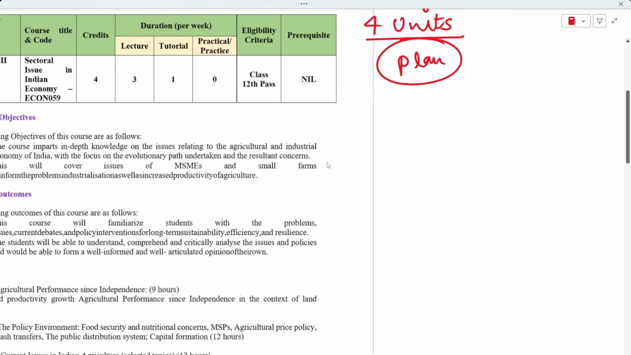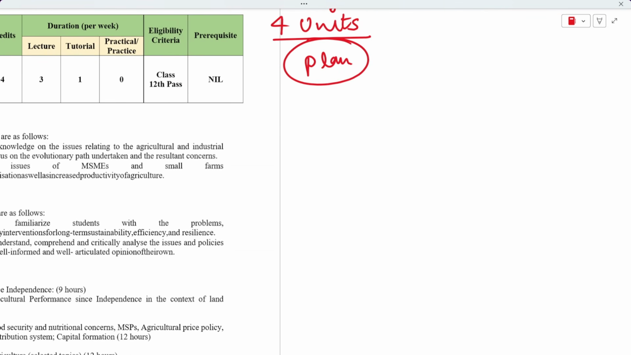We'll cover this video in two parts. Let's start with part 1. Part 1 is, what is this paper actually about? Our paper is called Sectoral Issues in the Indian economy.